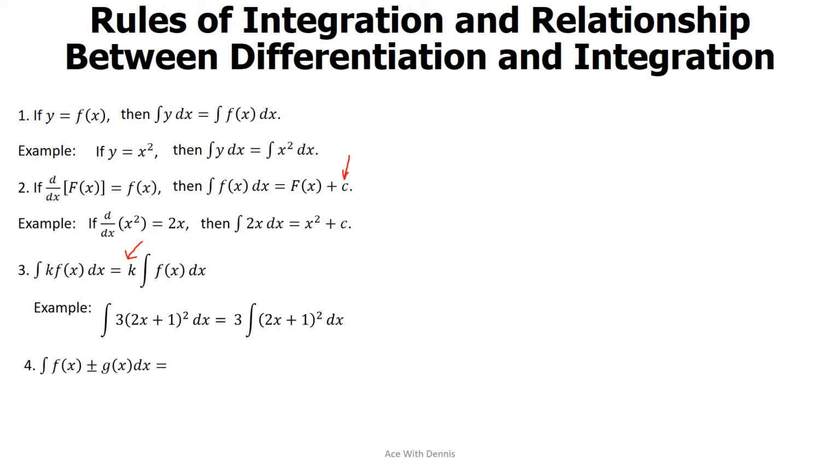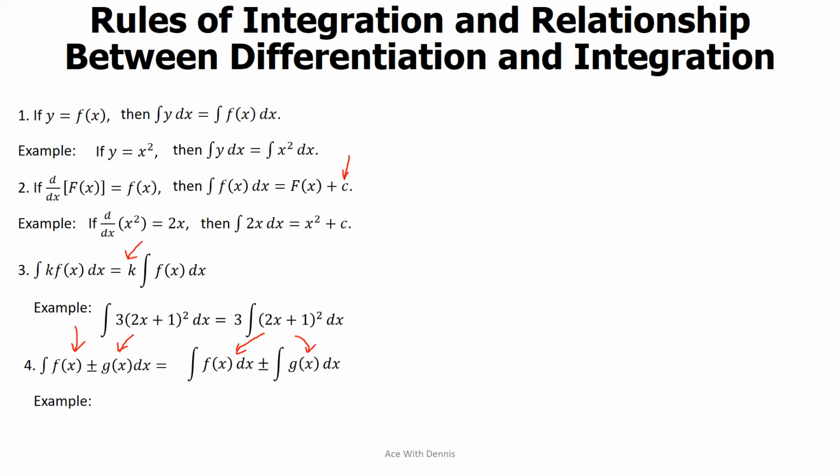Number 4. The integration of f(x) plus or minus g(x) dx equals the integration of f(x) dx plus or minus the integration of g(x) dx. This means that if there are two functions plus or minus inside the integration, we can integrate them separately with two different integration signs.